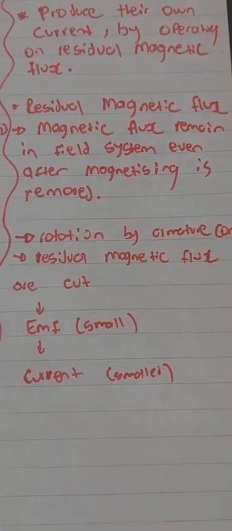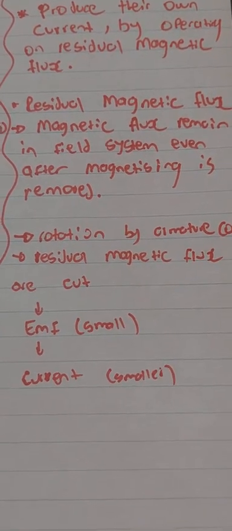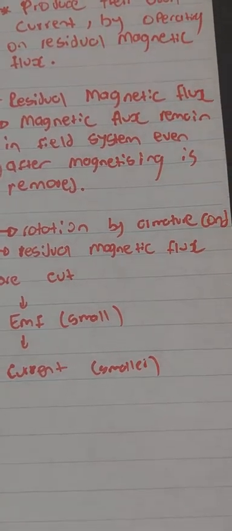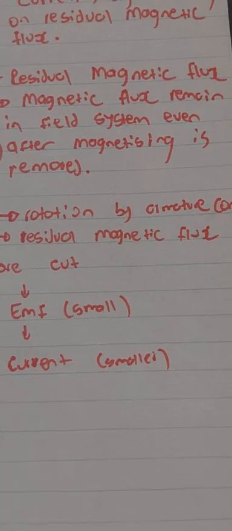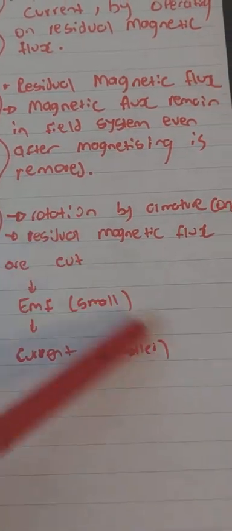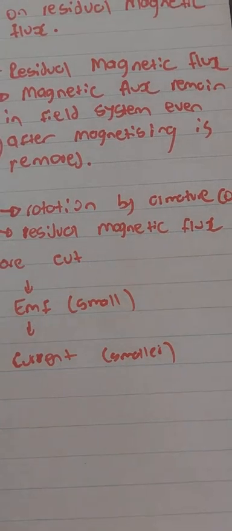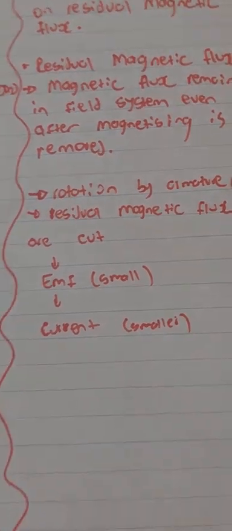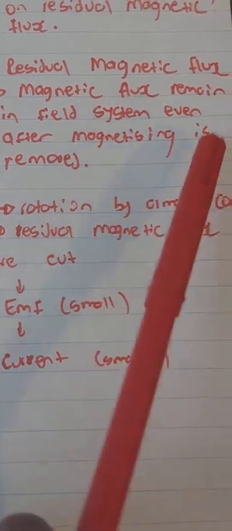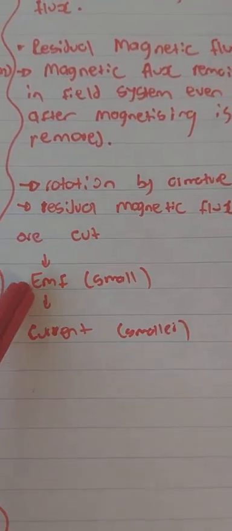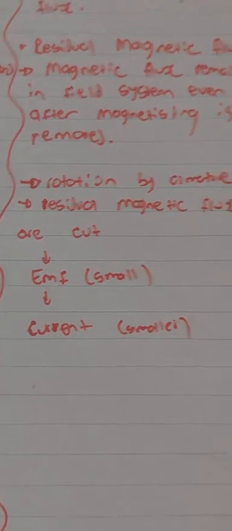Remember, the separately exciting generator has a battery or another generator as its source of external voltage, so it is much faster, and it reaches maximum EMF and maximum current much faster. This one is slower because it creates its own current. That means it has to maintain the magnetic field so that residual magnetic flux can remain behind after magnetizing, which leads to smaller EMF, smaller current, until it reaches its maximum EMF.